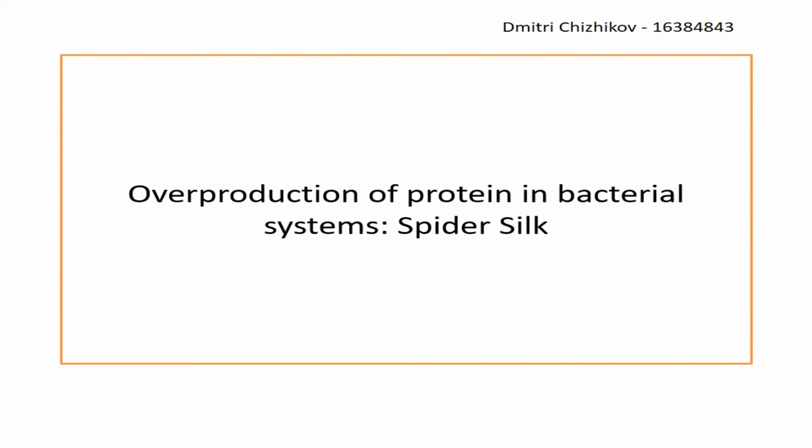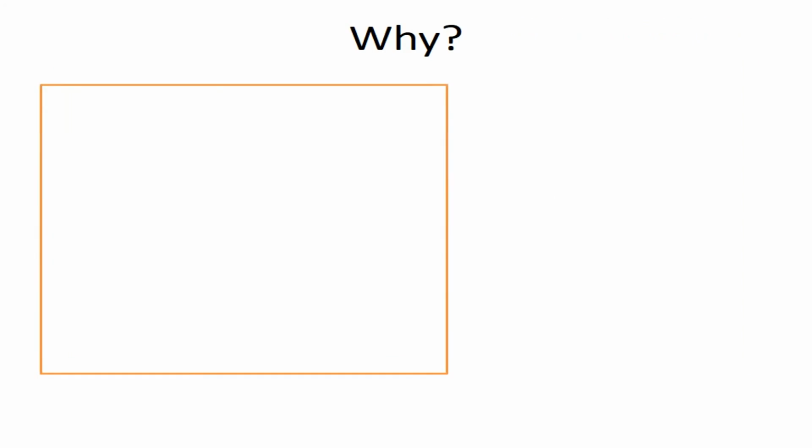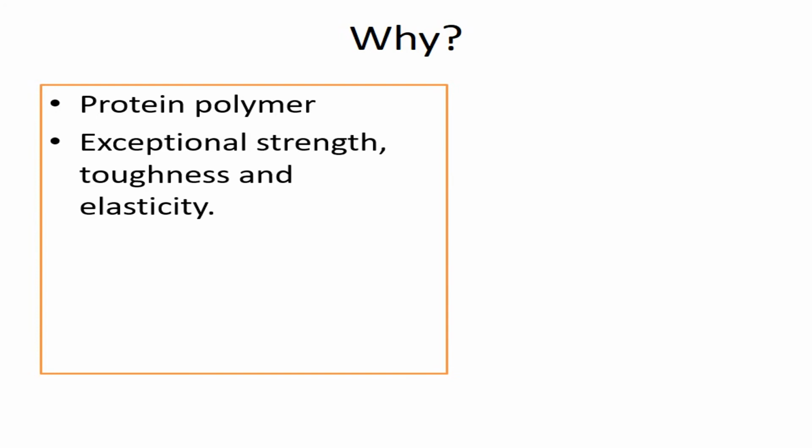Hello, my name is Dimitri and I will be talking to you about an example of overproduction of protein in bacterial systems, and that is the production of spider silk. Spider silk is spun by all spiders and it is a protein polymer. It is extremely effective at trapping prey, and what makes it so good at doing this is its mechanical properties. It has exceptional elasticity, strength and toughness.